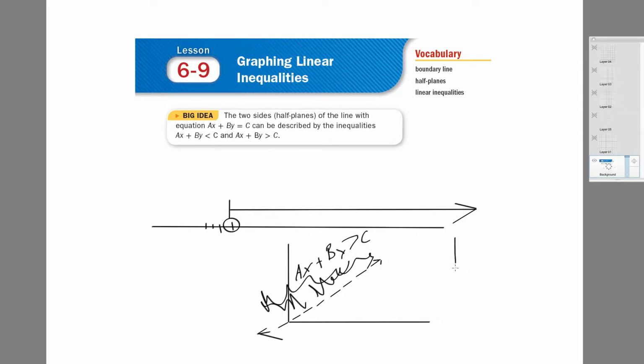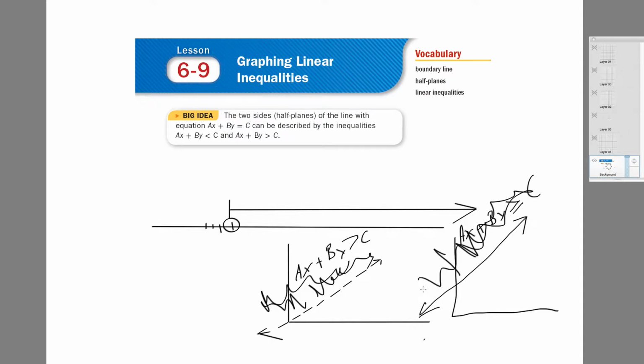If we were drawing this and it was going to be a solid line, well, that solid line would mean we had something of the form ax plus by is greater than or equal to c. So the boundary line is part of the solution, but again, we would shade in the region that marked that off. Okay, let's move on before I obliterate everything there.